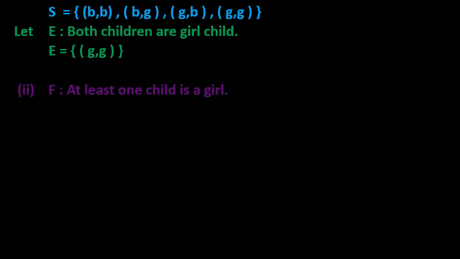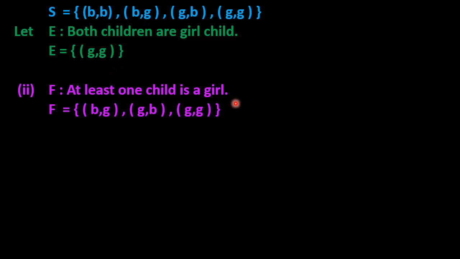Now let us solve the second part of the question. And the question says that at least one child is a girl. So let us represent this event by F. So F is an event such that at least one child is a girl. So out of the 4 elements in the sample space here, except this first element B comma B, the rest of the 3 elements contains at least one G. So which means that at least one child is a girl. So altogether there are 3 elements in the set F.